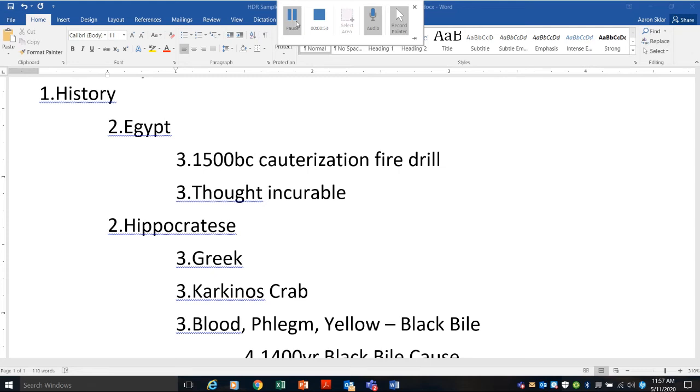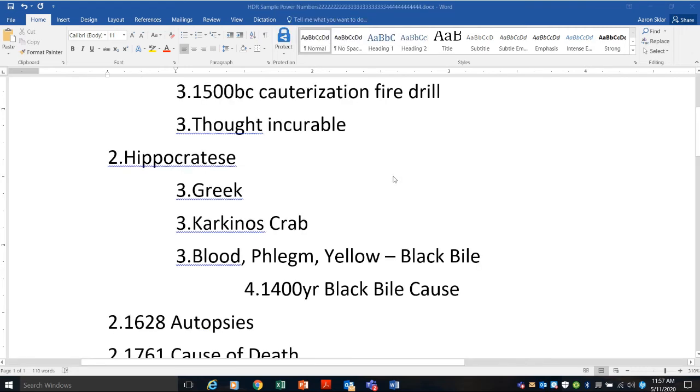Hippocrates was a Greek philosopher, and he's the one who gave cancer its name. Cancer is named after the Greek word karkinos, meaning crab. And the reason Hippocrates picked this is because he felt that cancerous tumors looked like crabs. At that time, they believed the body was made up of blood, phlegm, yellow bile, and black bile. And his belief was that when there's a buildup of black bile, that's what causes cancer. And that belief would remain for the next 1,400 years.